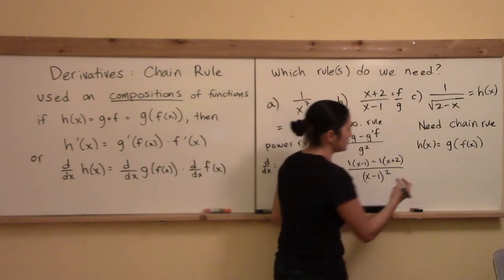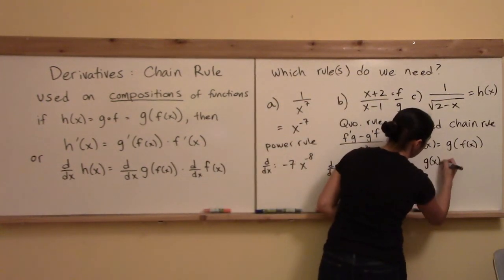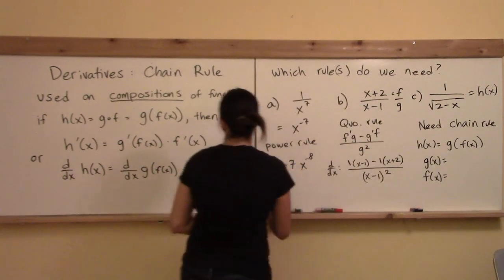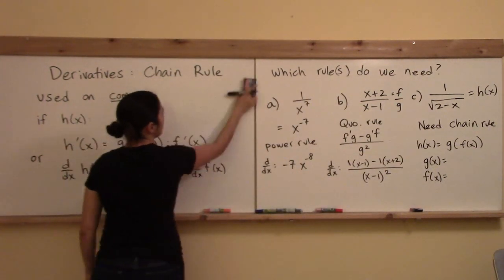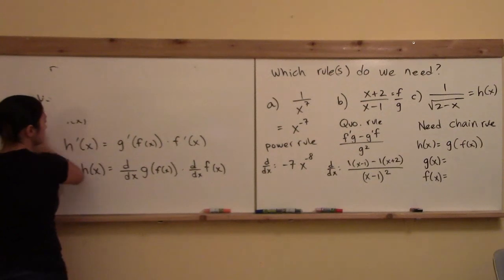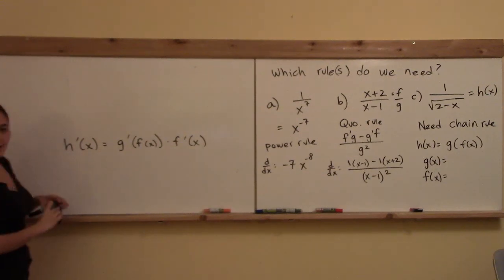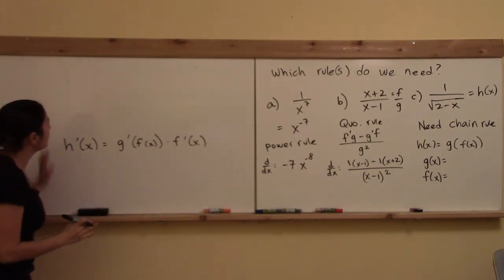Alright, so if you haven't done so yet, go ahead and define for me what the g of x would be and what the f of x would be, so that I get the composition that I have there in part C, and then we'll take the derivative of that. Alright, and there's the rule right there. Did you guys get an answer? I hope you're trying out there.